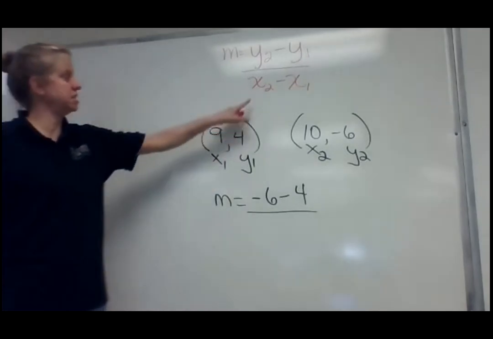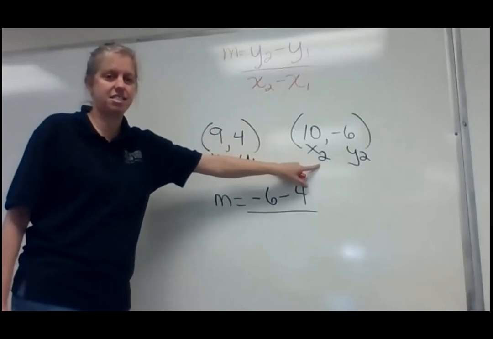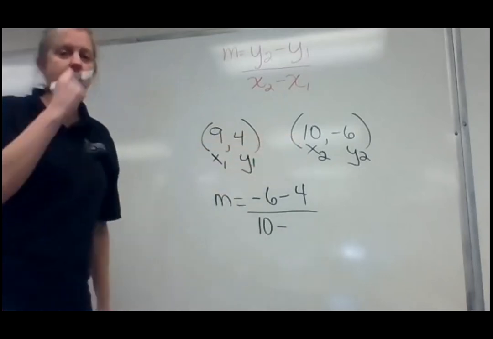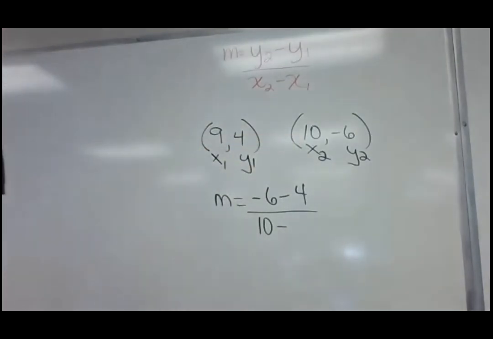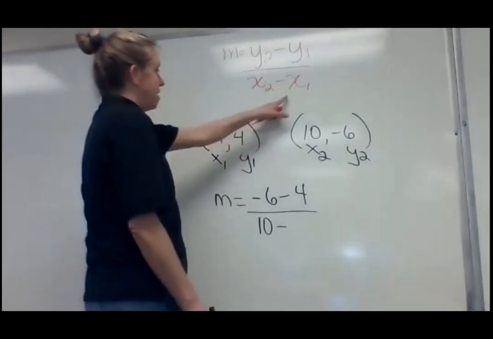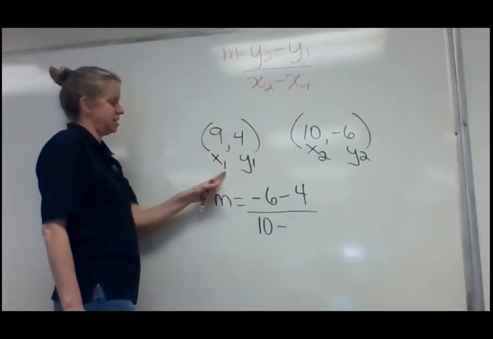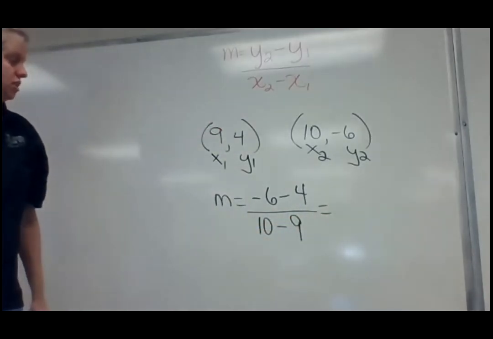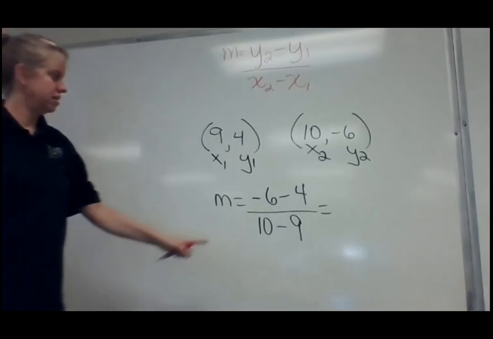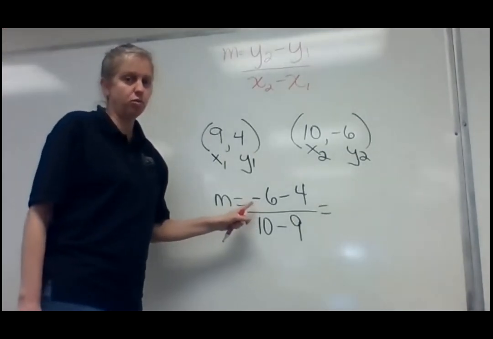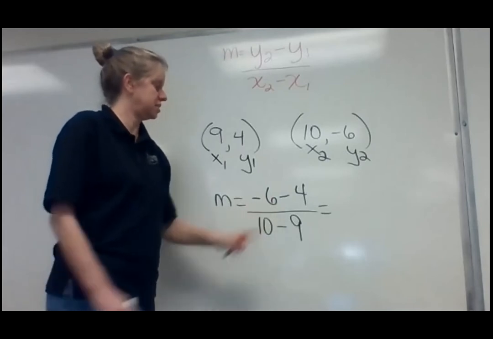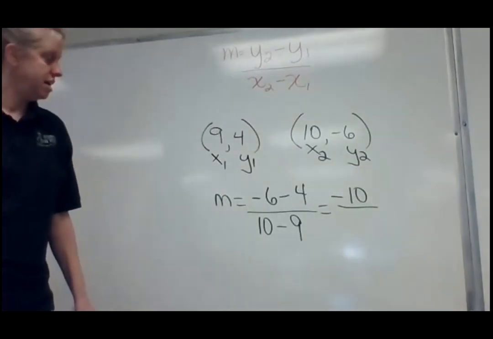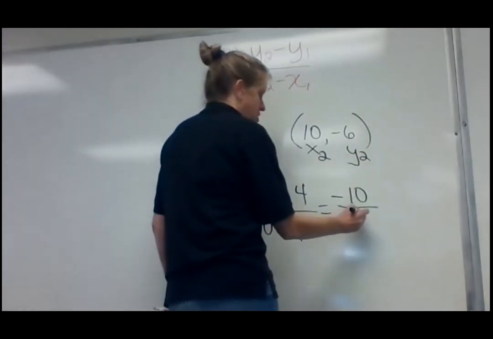And do the same thing in the bottom. The first thing I need is my second x. My second x is 10. Minus, just go ahead and put that minus in because it's always there. My first x is 9. So let's see what we have here. If you're not comfortable, remember, use your calculator. -6 minus 4 gives me -10. Down here, I have 10 minus 9, which is 1.